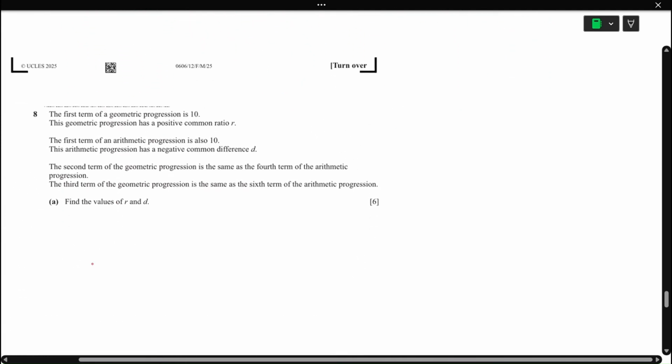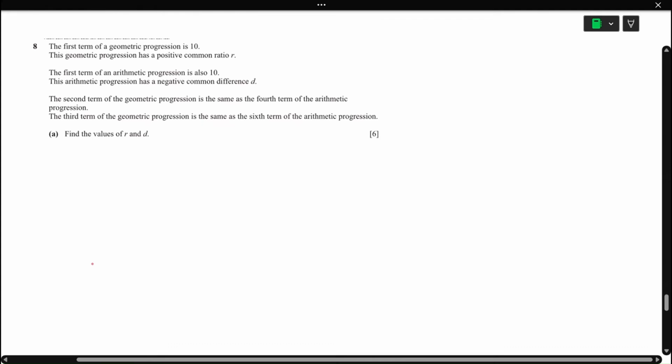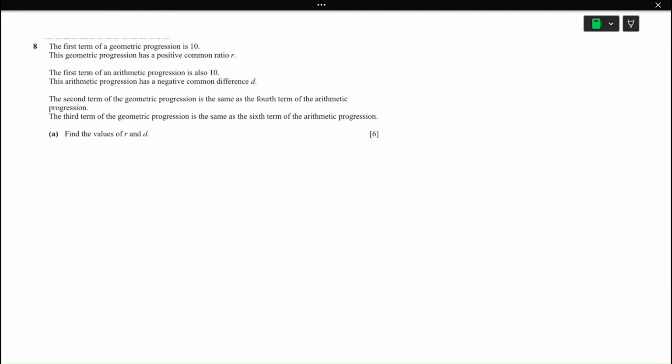Okay, so the next question, question 8. The first term of the geometric progression is 10. Okay, geometric progression, we know the formula is a_n equal to a r power n minus 1, and the formula is given in the formula sheet. The first term of the geometric progression is 10, so I'll write a equal to 10, and the geometric progression has a positive common ratio, so the r is positive here.